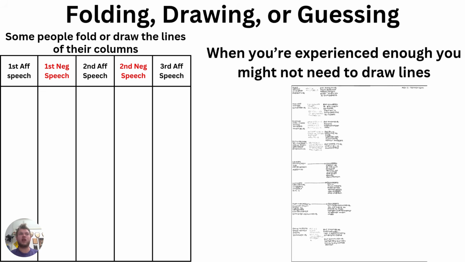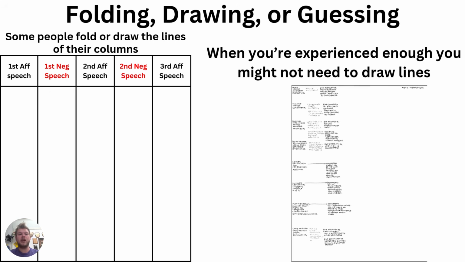And you should have one column for each speech in the debate that is going to talk about the arguments on this paper. But when you get experienced enough, you might not need to draw lines because you just know how much space you have. So if you look at the example I posted a picture of on the right, you can see they didn't really draw any lines, but their columns are still pretty even.